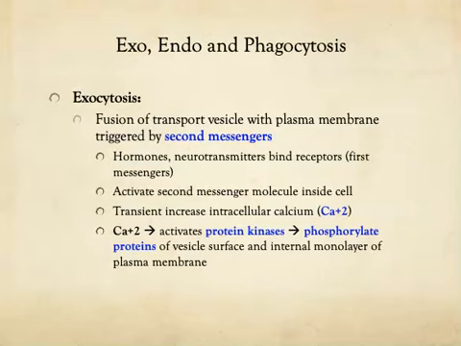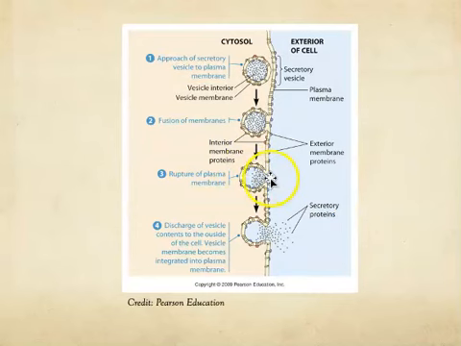The protein kinase enzymes also phosphorylate proteins on the inside of the plasma membrane. Now we have proteins on the outside of the transport vesicle and the inside of the plasma membrane phosphorylated. That's what allows them to come together and fuse. Remember, those two membranes have to fuse with each other in order to then rupture and release the secretory proteins.